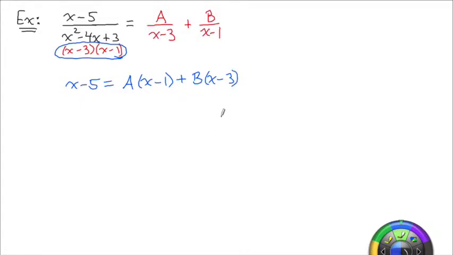Alright, now there's two ways of doing it from here, but I'm going to show you the long way because it works all the time. The shortcut doesn't. Alright, so let's distribute the A and the B through and see what happens. So you get Ax minus A plus Bx minus 3B.